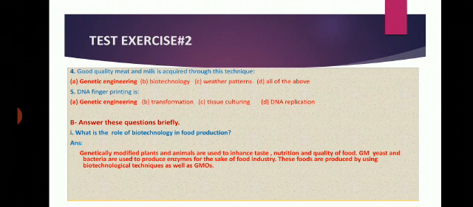The best example of this is the golden rice. The golden rice is used to combat the deficiency of vitamin A. The GM yeast and bacteria are used to produce enzymes for the sake of the food industry. Which food industry? Mostly that is used to produce bread, cheese, yogurt. And next we have these foods are produced by using biotechnological techniques as well as GMOs. GMOs means the genetically modified organisms.